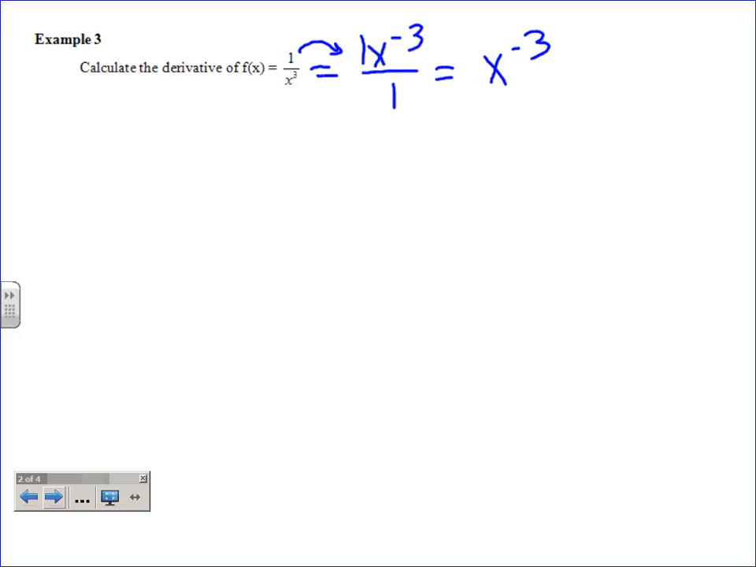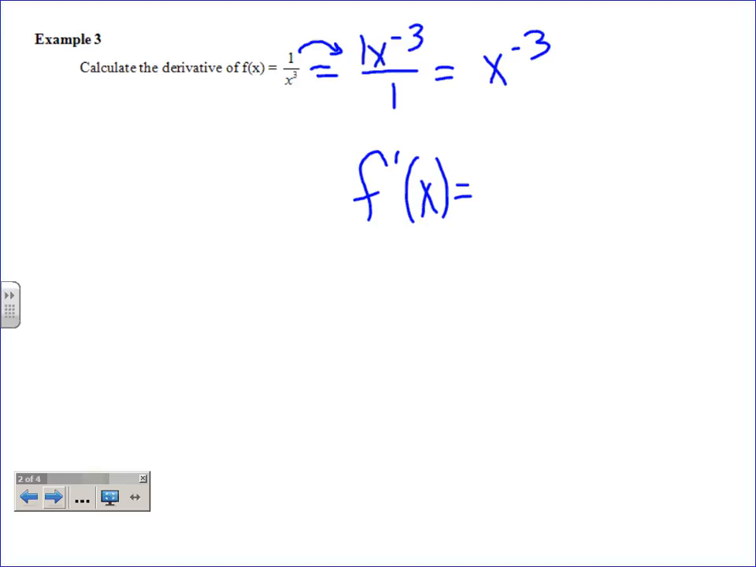Now, have I taken the derivative yet? No, that's still just the original, right? And so now we have to go and take the original. The reason you know that is I never wrote f prime. Right? That's how you know I didn't take the derivative. Now you can use power rule.